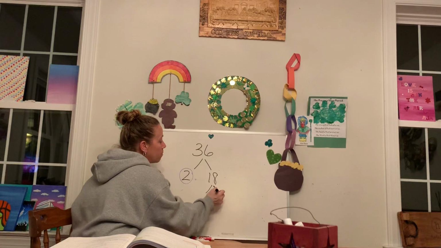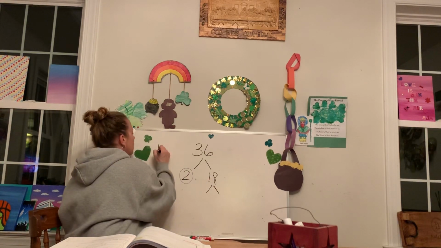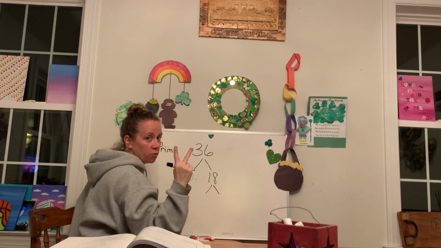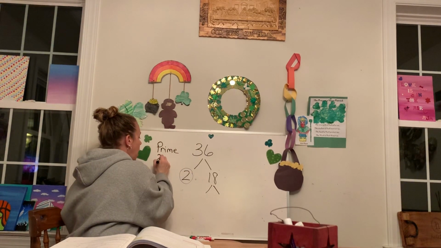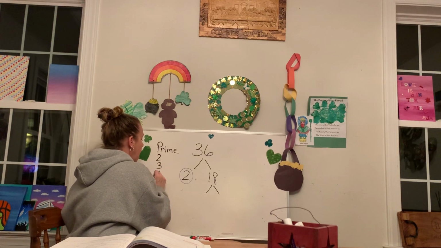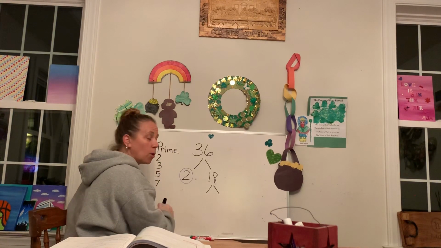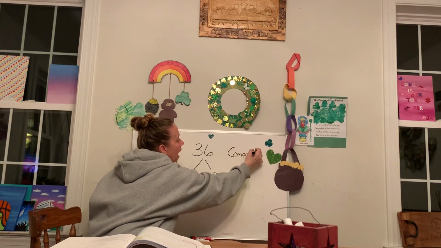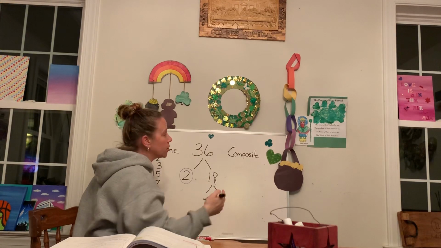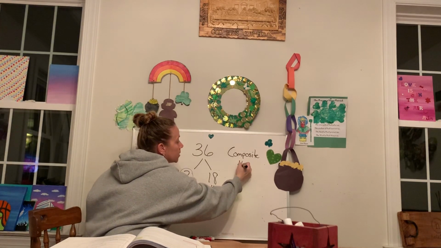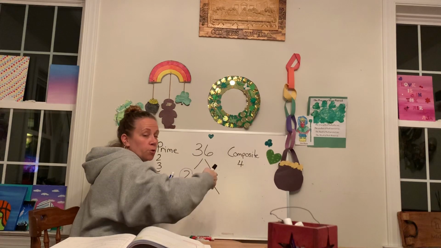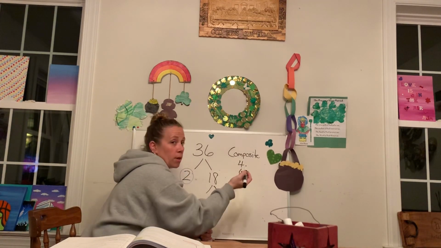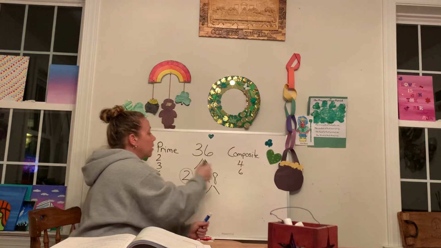I'm going to circle that. And I'm going to come here because 18 is what we call composite. So remember, prime is any number greater than 1 that only has 2 factors. 2 is prime, 3 is prime, 5 is prime, 7 is prime, and so on. Composite means that it has more than 2 factors. So the number 4 is composite because it has 1, 2, and 4 as its factors. And of course, 6, any even number is going to be composite other than 2.